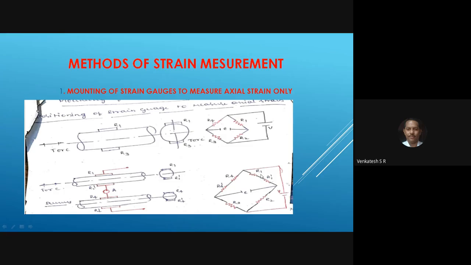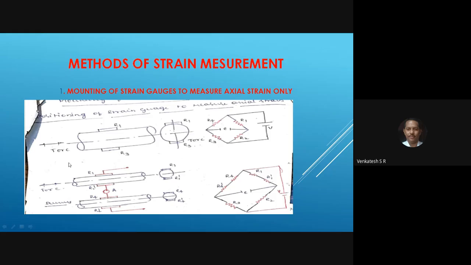All of you observe here. R1 is connected to R1 dash, and again R2 as it is, and R3 as it is, and R4 dash and R4 in the same connection, and then measure the excited voltage. This is the input voltage, and E is the excited voltage. You can measure by using the relation R1 by R2 equal to R3 by R4 according to Wheatstone bridge. This is the positioning of strain gauge to measure axial strain only.